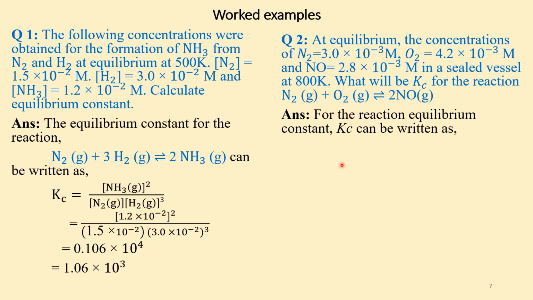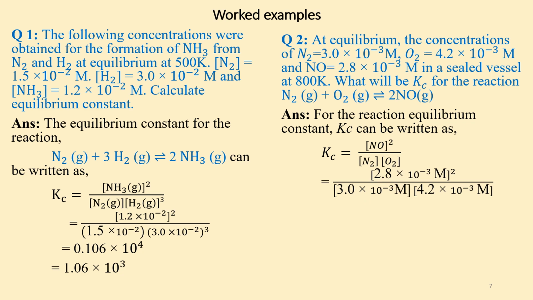For the reaction, equilibrium constant Kc is equal to the product NO whole square, because the stoichiometric coefficient is 2, divided by N2 to the power of a and O2 to the power of b, because here the coefficients are 1 each, that is small a equals 1, small b equals 1, and small c equals 2 here, coefficient 2. So putting the given values, substituting, we get the answer as 0.62.